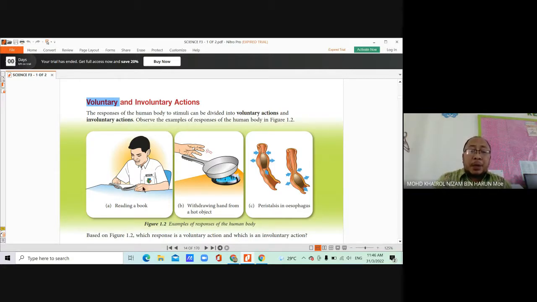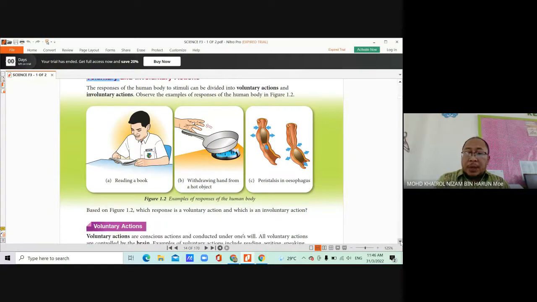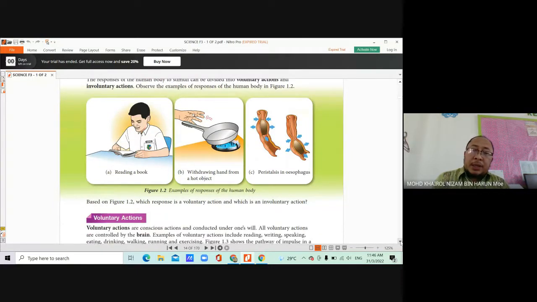So examples of responses that can be divided into voluntary action and involuntary action, you can see from here. Reading a book, withdrawing hand from a hot object, and then peristalsis in the esophagus. So you have to know which action is categorized as a voluntary action, and which action is categorized as an involuntary action.